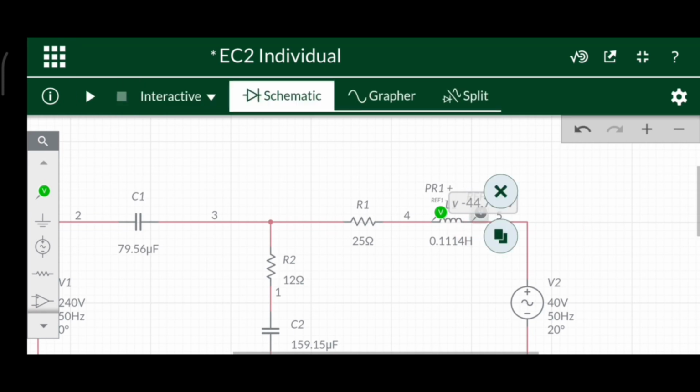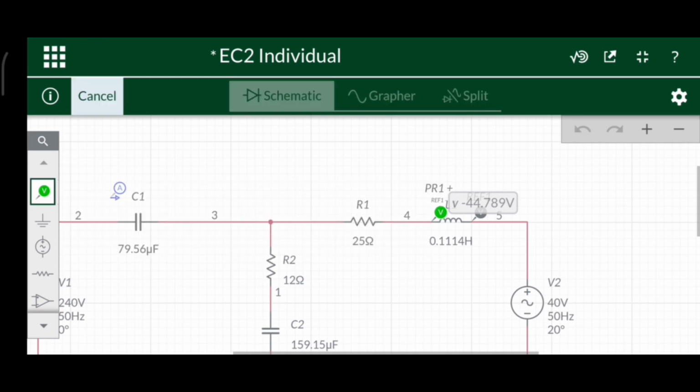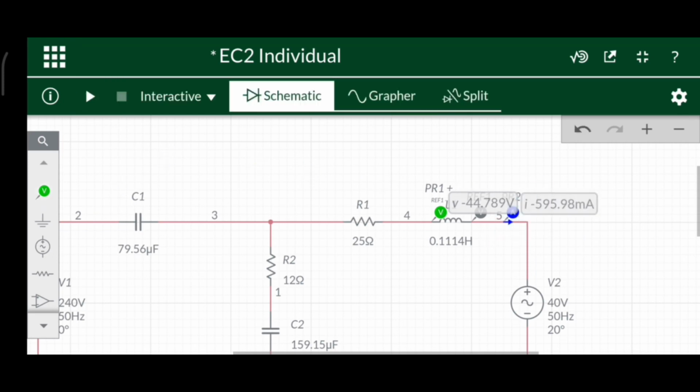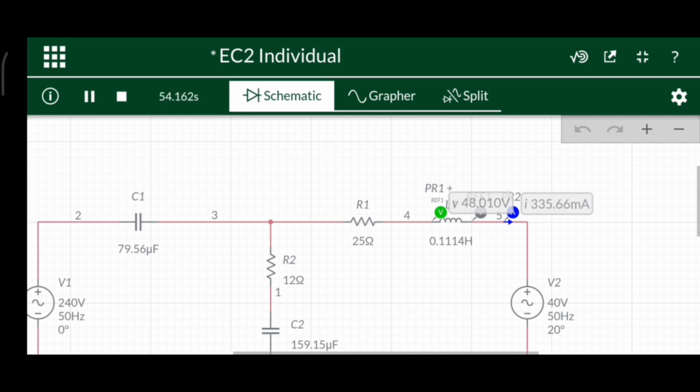After we settle it, we need to attach the current reader, which is the ammeter, after the component. So we choose the current reader, which is the ammeter, and put it after the component. So it is perfect here. After we attach the ammeter and voltmeter correctly, we run the simulator. And when we want to read the data, we can either pause or stop the simulation by clicking here.